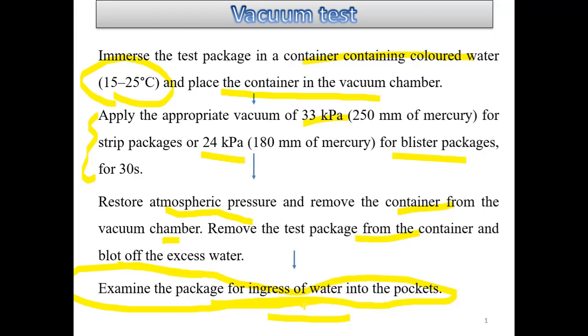This is all about the tests for closures as well as the secondary packaging material.